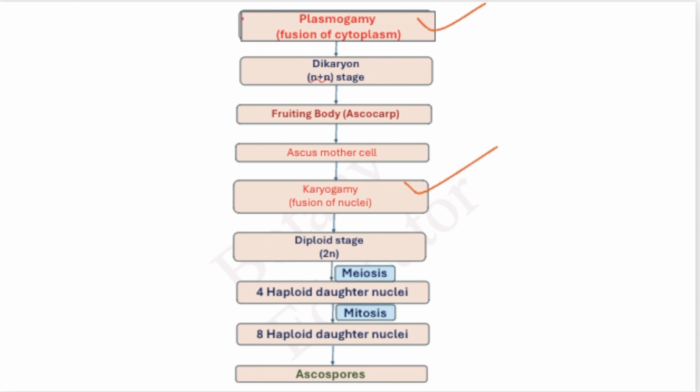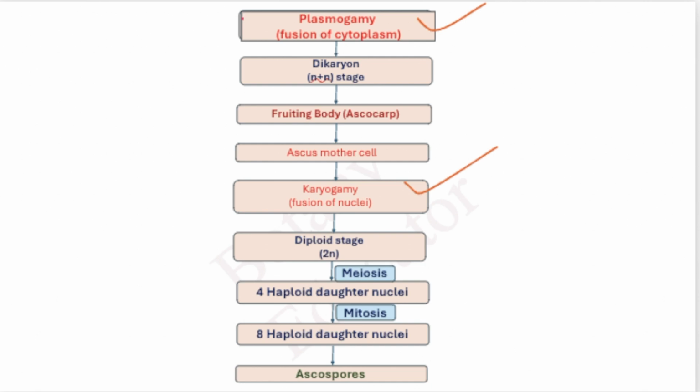So, in these members, you will find that a dikaryon phase occurs, known as N plus N stage, known as dikaryon phase, right? After the dikaryon phase, a fruiting body is formed known as ascocarp, and after the ascocarp, Ascus mother cell is formed. After the formation of Ascus mother cell, you will find that the nuclei are fused, that is known as karyogamy, when the nuclei are fusing, right?